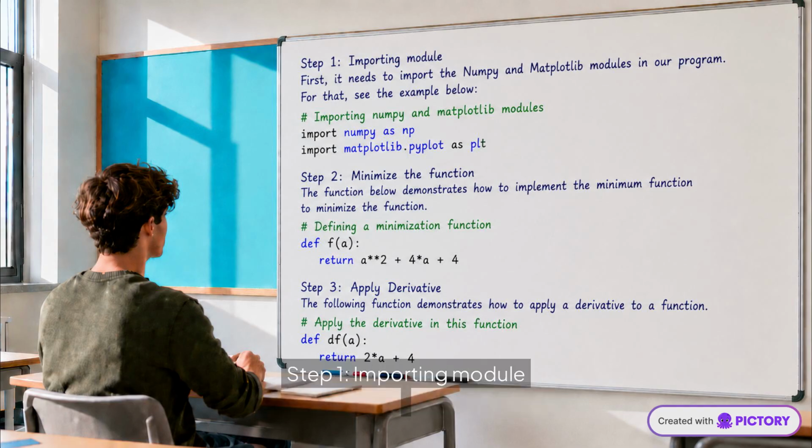Step 2. Minimize the function. The function below demonstrates how to implement the minimum function to minimize the function. Defining a minimization function: def f(a): return a**2 + 4*a + 4. Step 3. Apply derivative. The following function demonstrates how to apply a derivative to a function. Apply the derivative in this function: def df(a): return 2*a + 4.